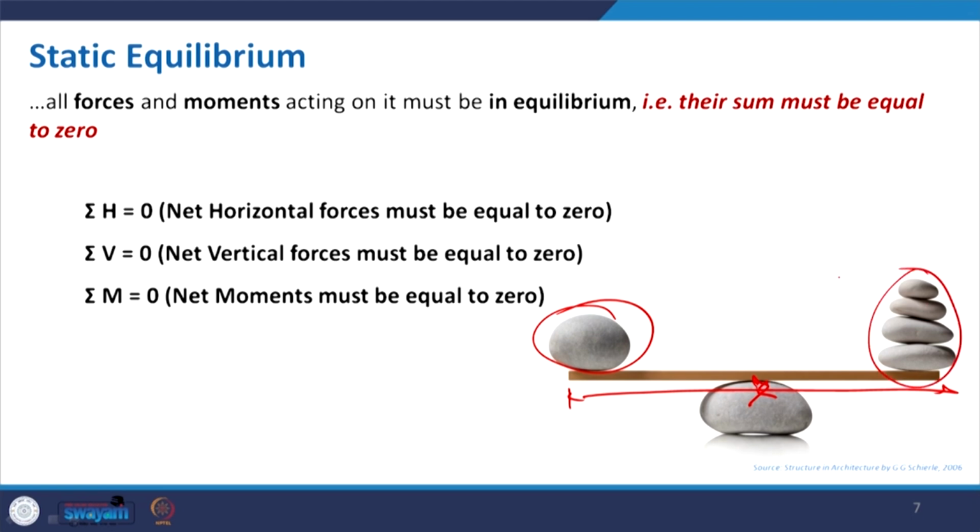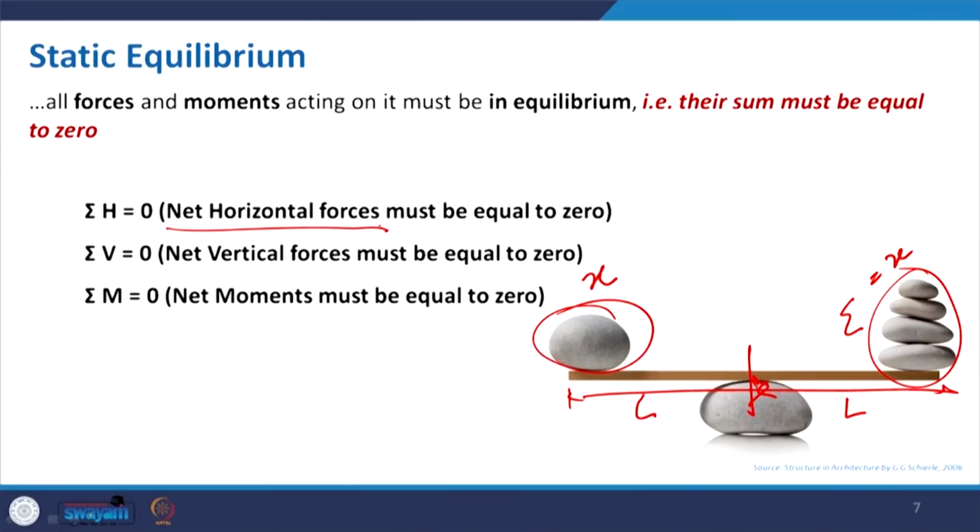So, essentially, if this length is L and this is L, and the mass of this particular pebble is x, the summation of all of these should be equal to x. Then only it will be stable; otherwise, definitely it will go to the higher mass. So, we need to satisfy that even in a building or any particular structure we make.